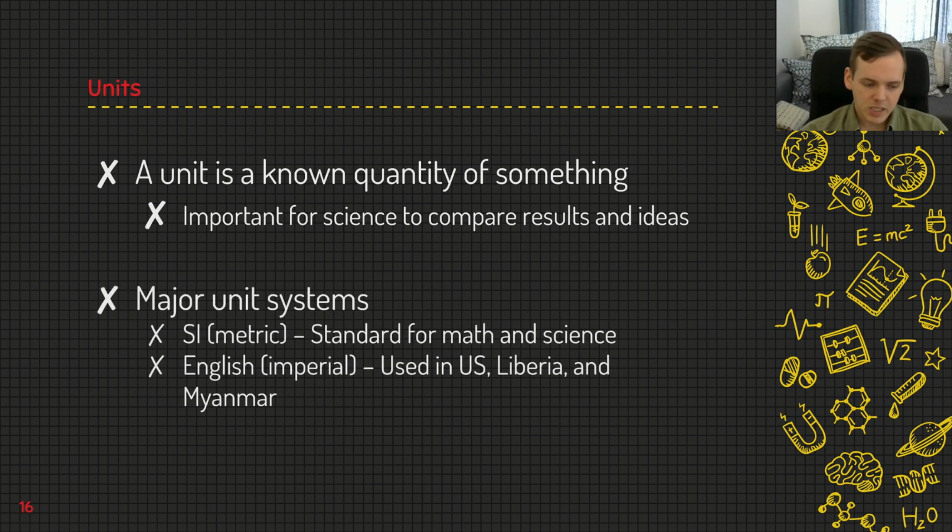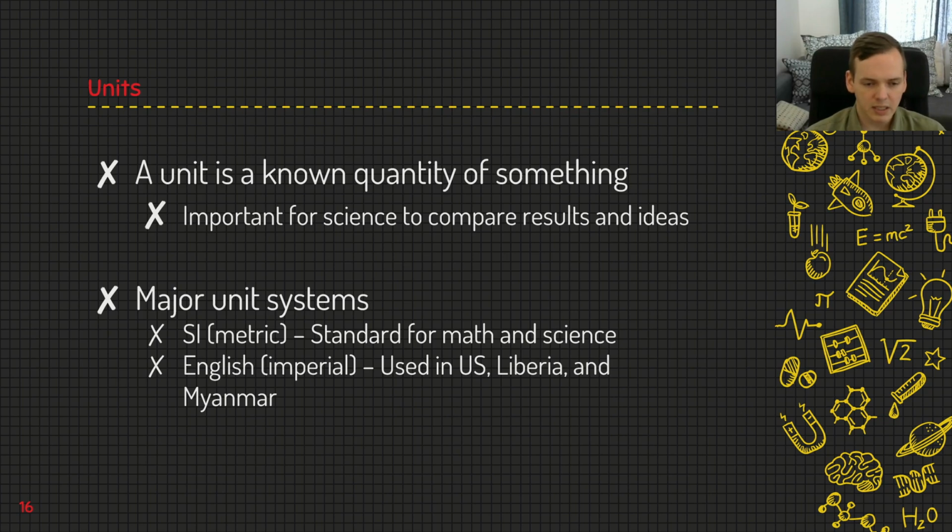There's two major unit systems that are used kind of globally. The first is the SI, which is an abbreviation of the French Système International, and this is also called the metric. This is the standard for math and science. It's what we're going to use in class here. It's used in most of the world.